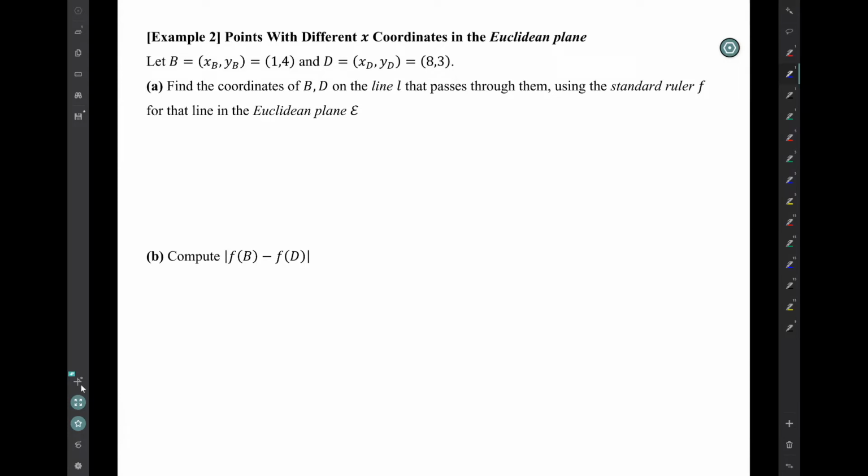Example 2, we're going to consider points with different x-coordinates in the Euclidean plane. So let's let B be the point 1, 4, and let D be the point 8, 3. Find the coordinates of B and D on the line L that passes through them using the standard ruler for that line in the Euclidean plane. Well, notice that B and D don't have the same x-coordinate.